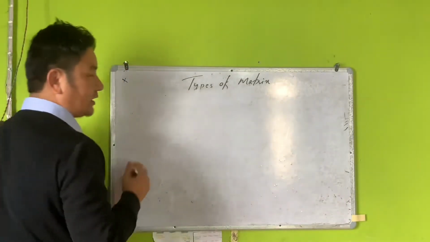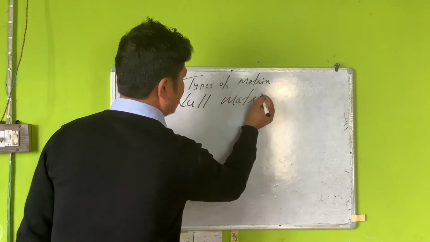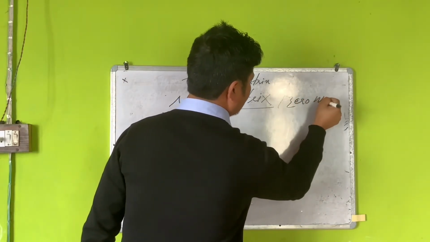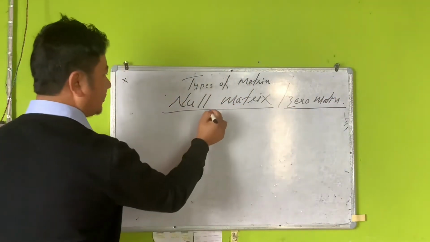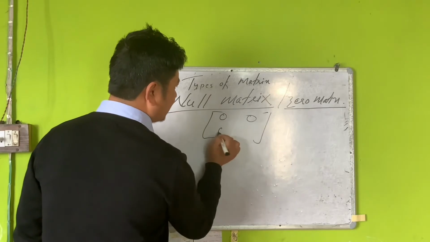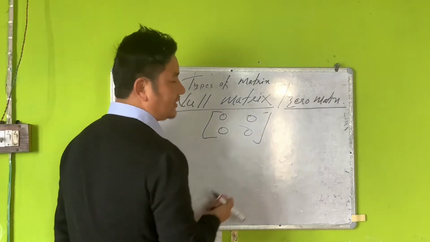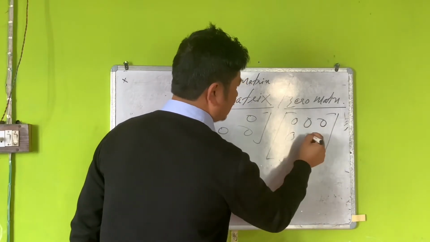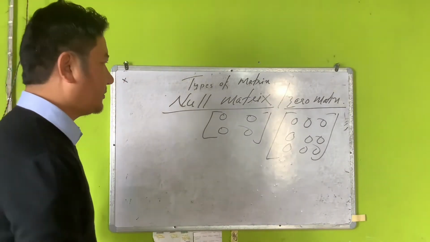Now null matrix. Null matrix is also called zero matrix. Zero matrix means in a matrix, when all the elements are zero, then that is called a null matrix or zero matrix. So this is also an example of zero matrix or null matrix.